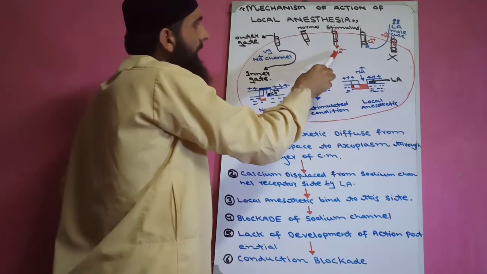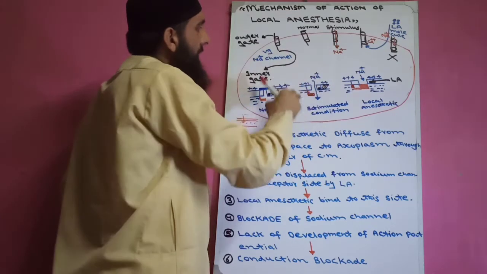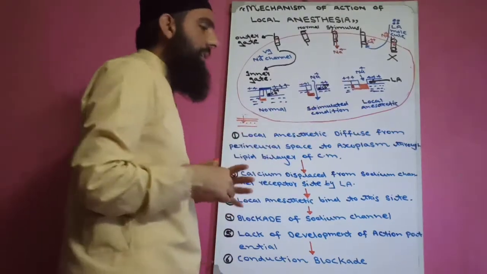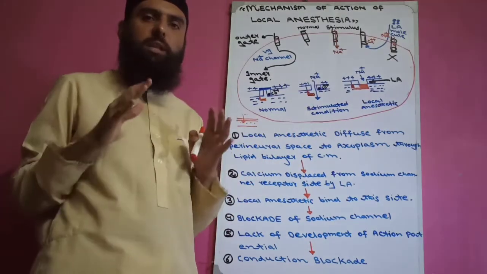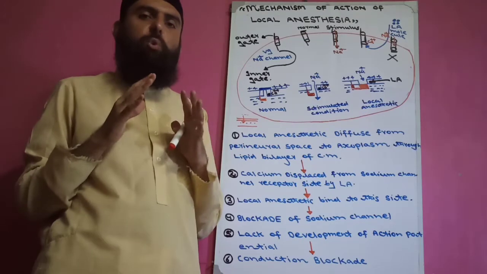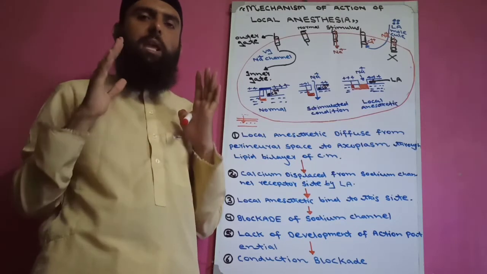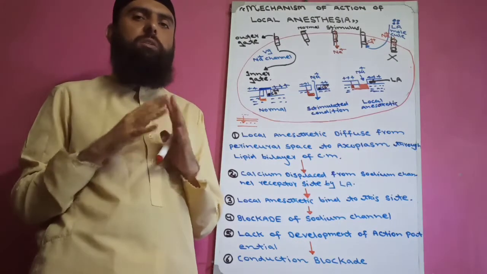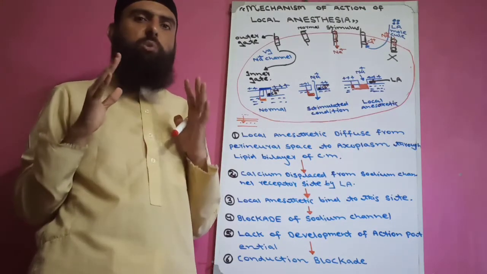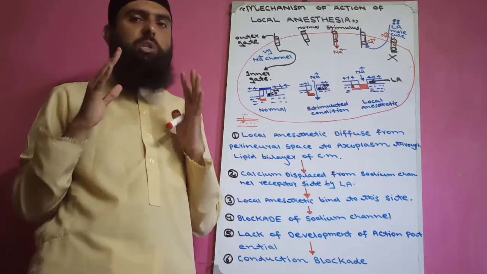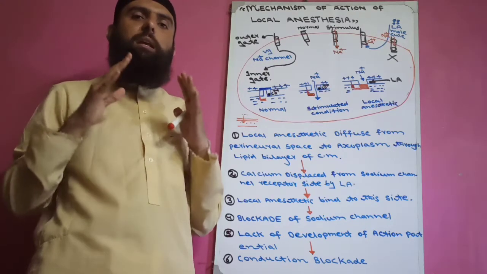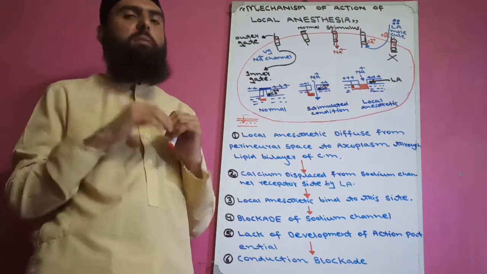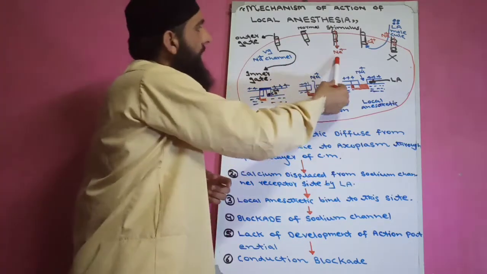As a result, there will be depolarization inside the cell. When depolarization occurs inside the cell, there will be an action potential. And due to the action potential, there will be impulse conduction. At the end, the impulse will reach the brain, and we feel pain due to that stimulus. This is the stimulated condition.